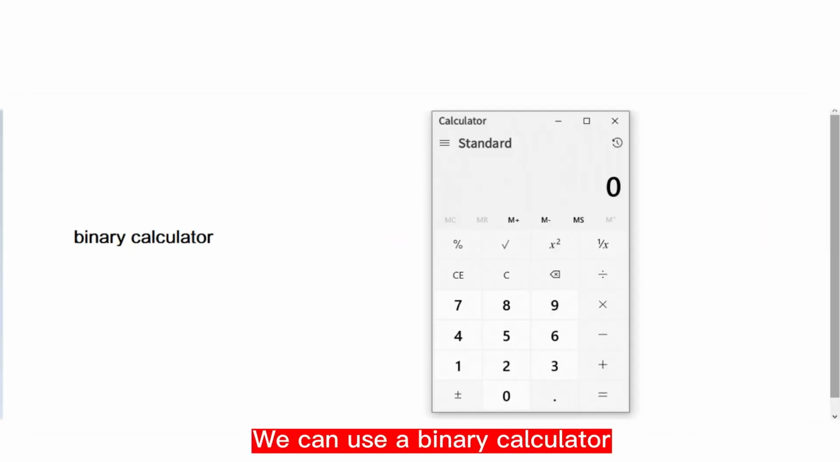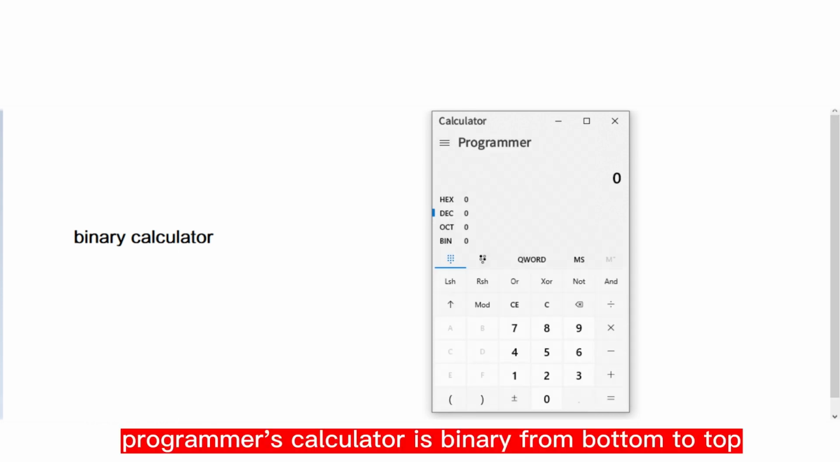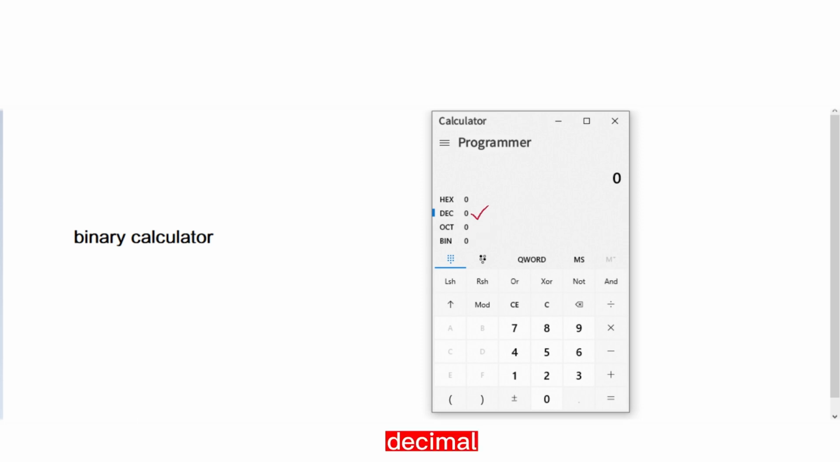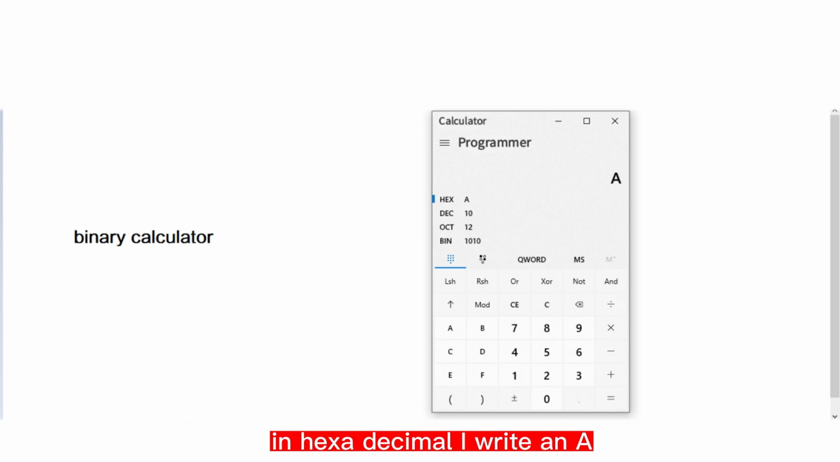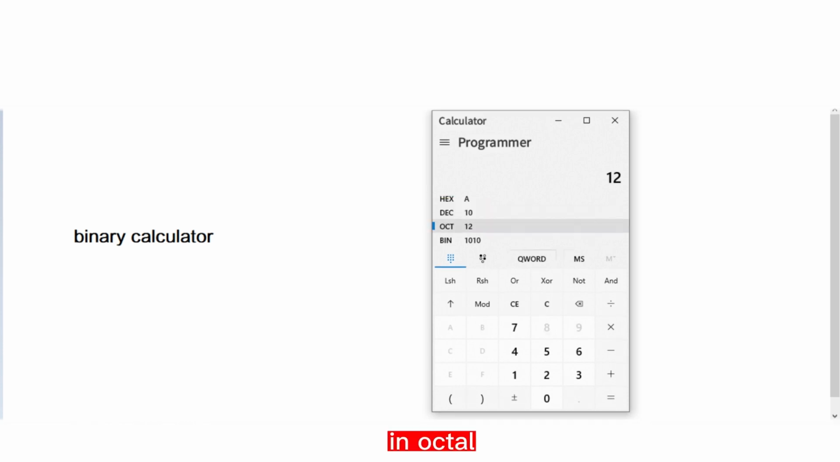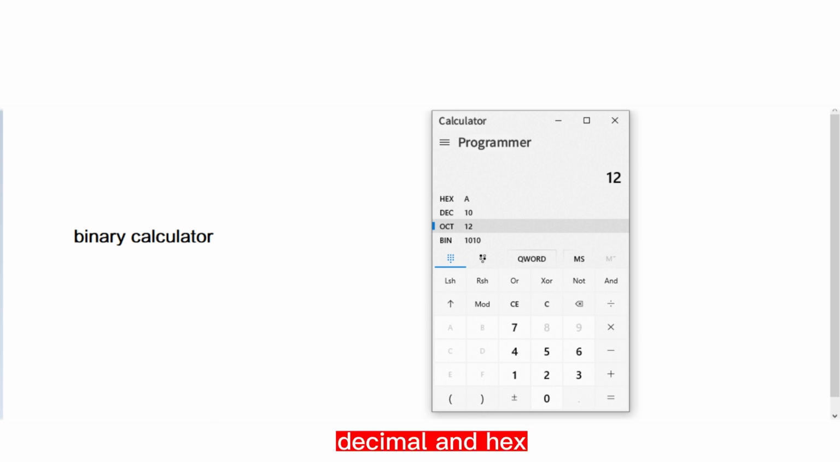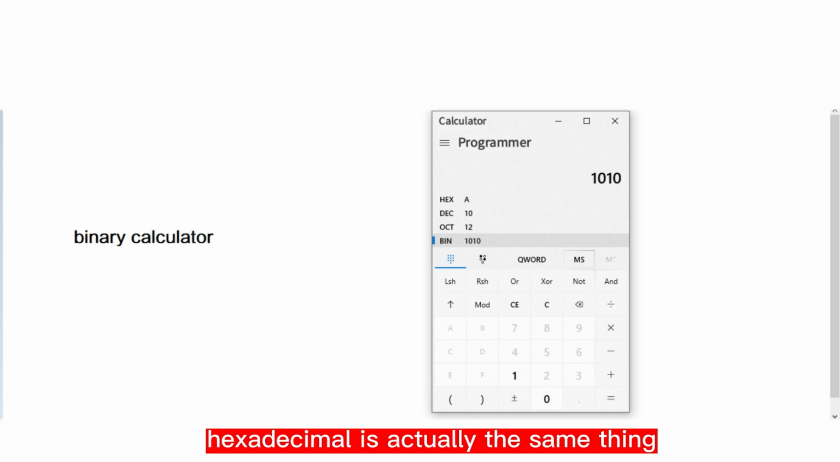We can use a binary calculator. This calculator can be turned into a programmer's calculator. Programmer's calculator is binary, octal, decimal, and hex from bottom to top. For example, in hexadecimal I write an A. In binary it is 1010. It represents a 10. 10 in decimal. In octal, every 8 in 1 is 12. Octal is not used much. What we use most now is binary, decimal, and hex. Hexadecimal is actually the same thing.